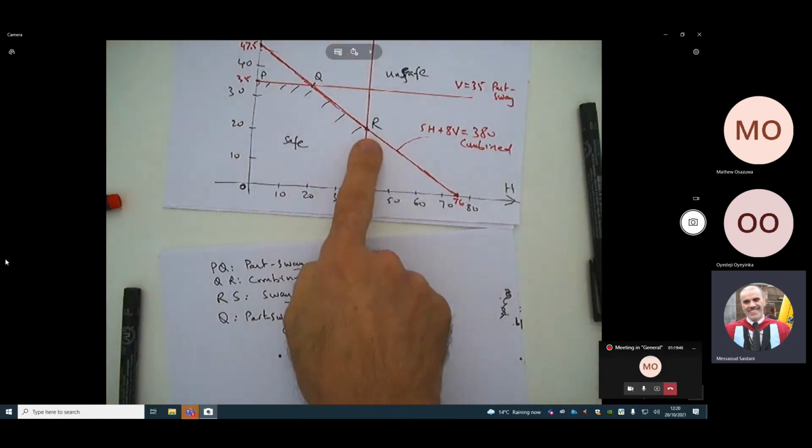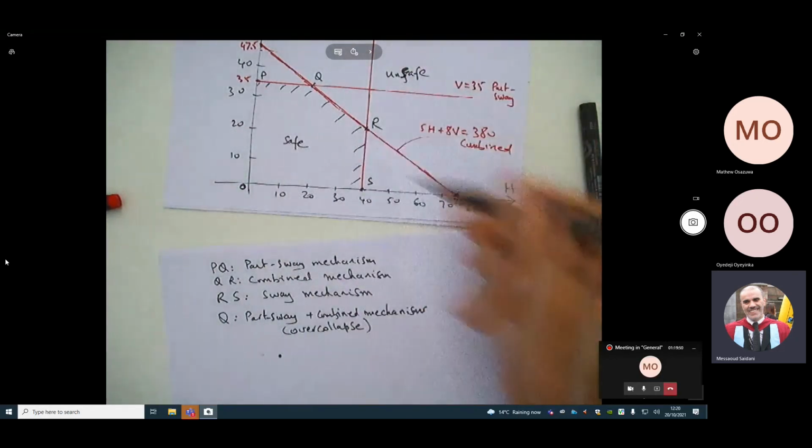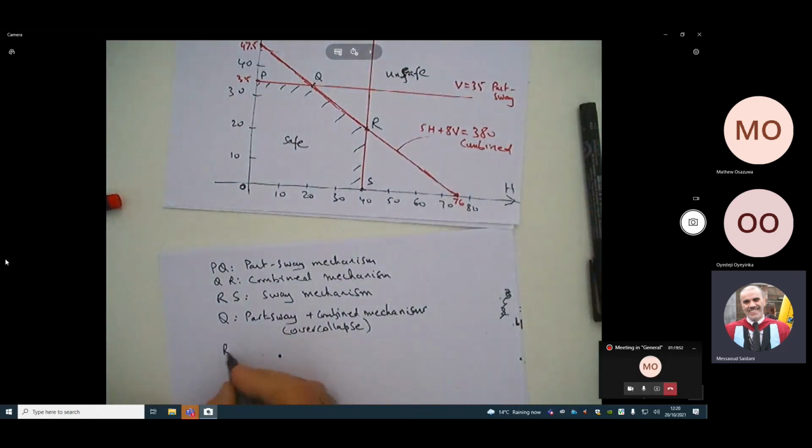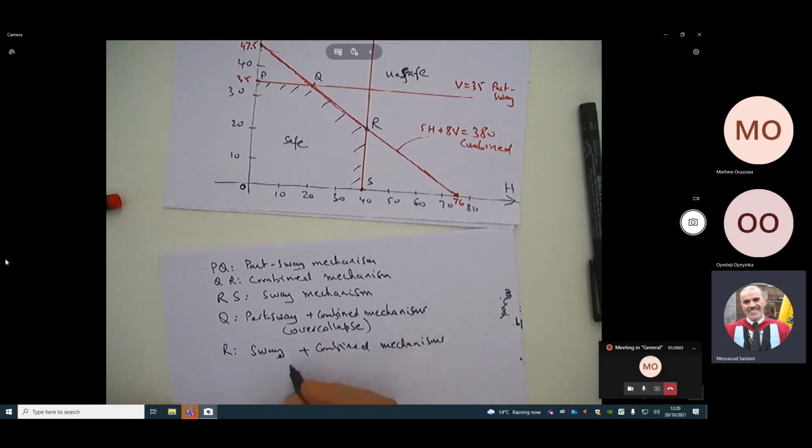And the same thing happened here for R. Okay? For R, we have sway plus combined mechanisms. And for the same reason, it's an over collapse mechanism. Okay?